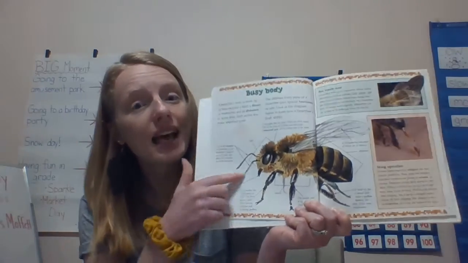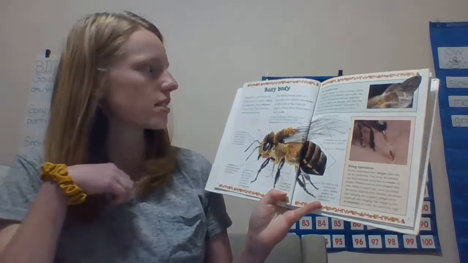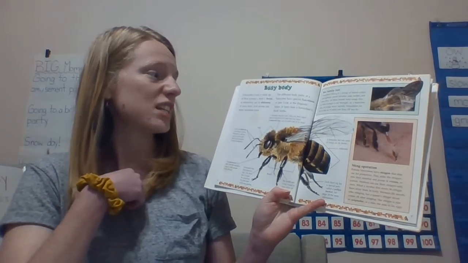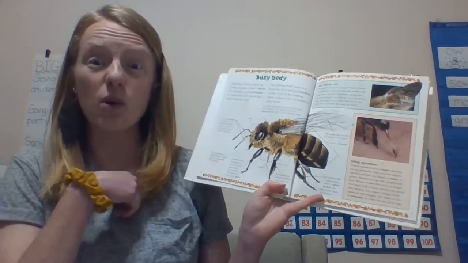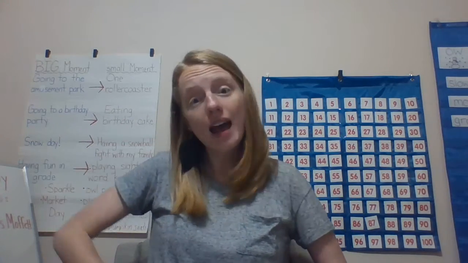I see some labels and a diagram. I think that will help me. So let's read this page together. A honeybee's body is made up of 3 sections: a head, a thorax, or a midsection, and an abdomen, or the lower body. So an insect's body is made up of 3 parts: head, thorax, abdomen. So now I know that a bee's body has 3 parts.